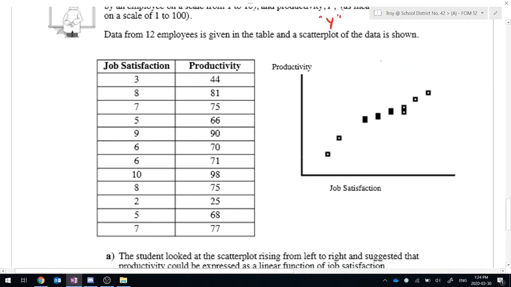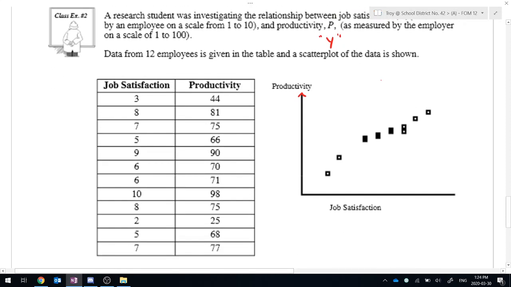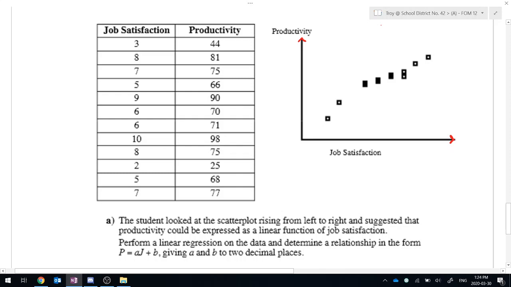Okay, so it looks like they surveyed 12 employees, and we have the results here. And it looks like we're provided a graph as well, a scatter plot. So we got productivity, which is our p-value, and we have our job satisfaction, which is j, on the x. Okay. So question A, the student looked at the scatter plot rising from left to right.